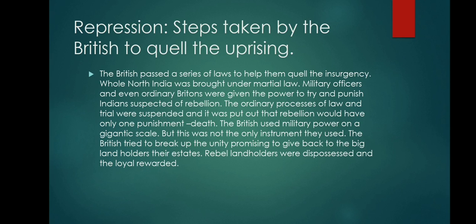So, if we talk about the steps taken by the Britishers for repressing the revolt, first of all, the Britishers passed a series of laws to help them quell the uprising. The whole of North India was brought under martial law. Military officers and even ordinary European people were given the right to try and punish the Indians who were under suspicion of being involved in the 1857 revolt. And the punishment decided for such Indians was only death.